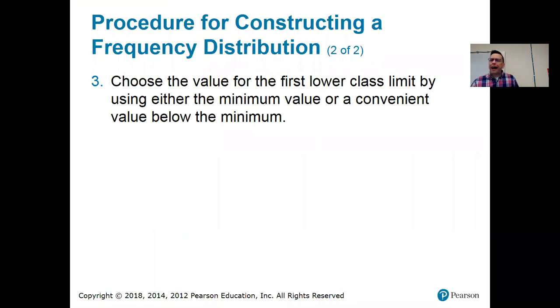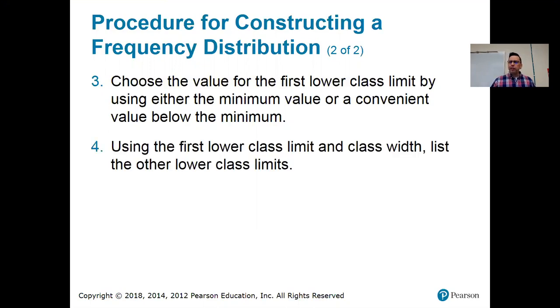Then choose the value for the first lower class limit by either using the minimum value or a convenient value below the minimum. And the example they have for this is just great. It shows you pretty much everything that can possibly happen.